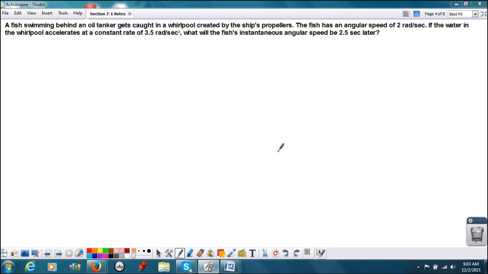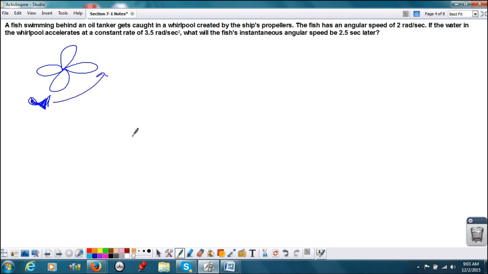Okay, we're going to go ahead and do this problem just like we've done all other problems. We're going to start with a picture. So we've got this fish swimming by an oil tanker and it gets caught in a whirlpool created by the ship's propellers. So here's the ship's propellers. Okay, here's my fish swimming in the water, and it is going to get caught in the whirlpool and start rotating around.